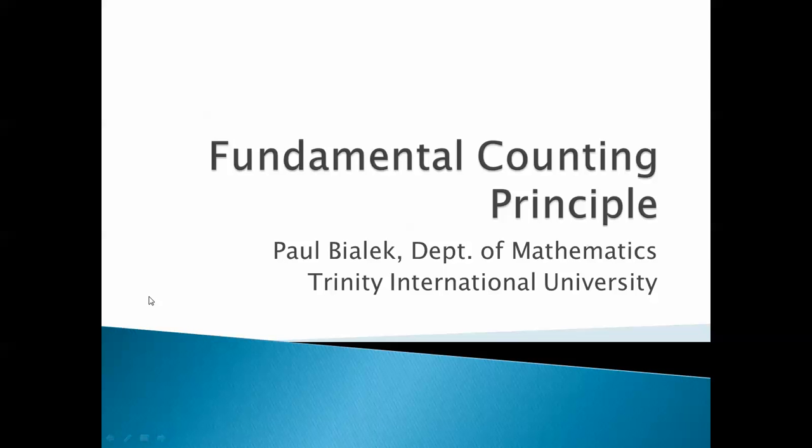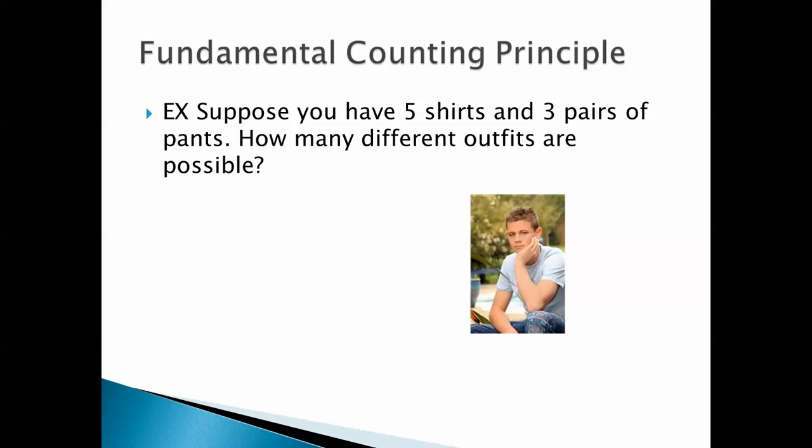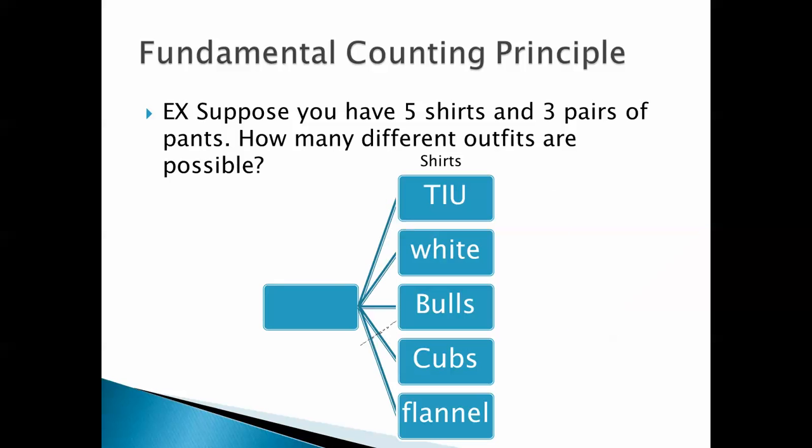Let's look at the fundamental counting principle, also known as the multiplication principle. Suppose you have 5 shirts and 3 pairs of pants. How many different outfits are possible? Let's say these are your 5 shirts. You've got a TIU shirt, a Trinity shirt, a white t-shirt, a Bulls shirt, a Cubs shirt, and a flannel shirt.